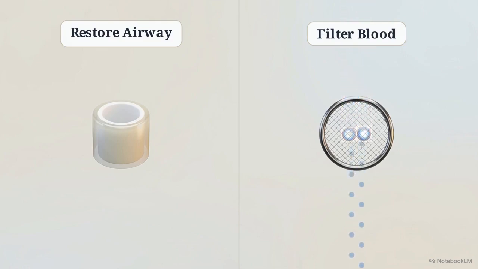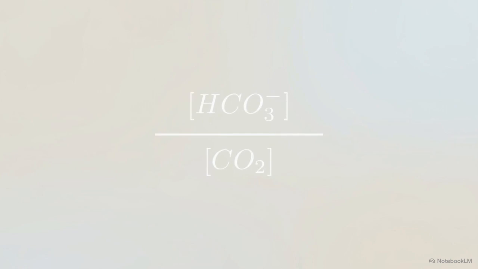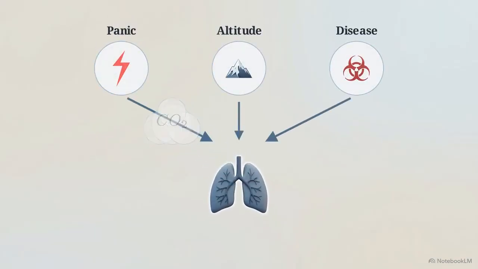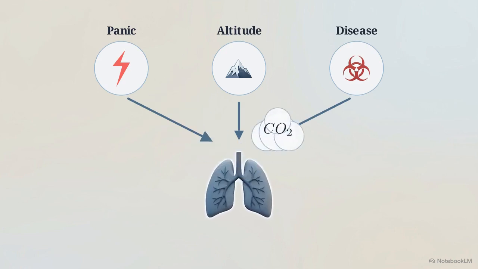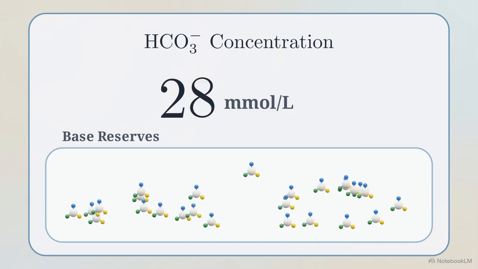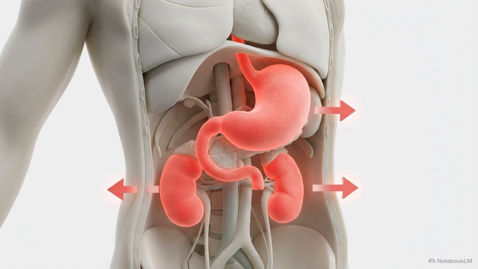While less common, alkalosis is just as destructive. It disrupts the Henderson-Hasselbalch ratio by depleting acid or hoarding base. Respiratory alkalosis is the consequence of hyperventilation that is not driven by the body's actual carbon dioxide production. Instead, panic, altitude, or disease leads to excessive respiratory elimination. Metabolic alkalosis begins when bicarbonate concentrations exceed 28 millimoles per liter. This is often the result of severe vomiting, which drains hydrochloric acid, or the use of diuretics.